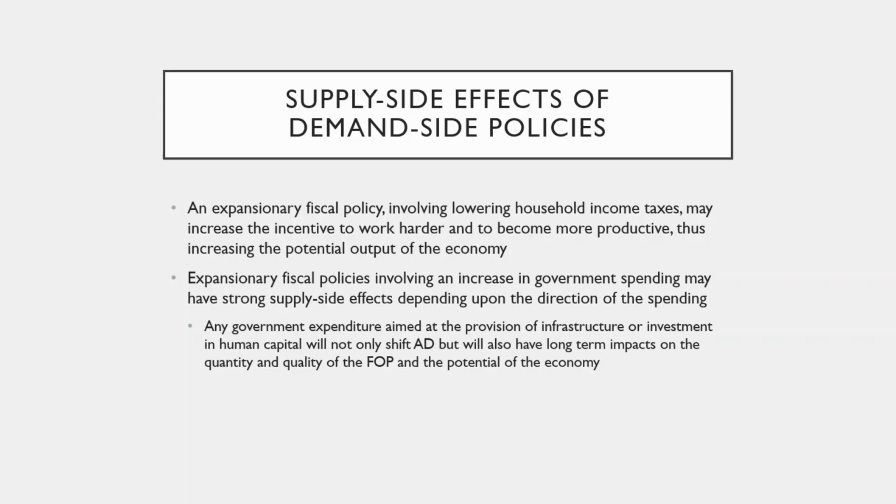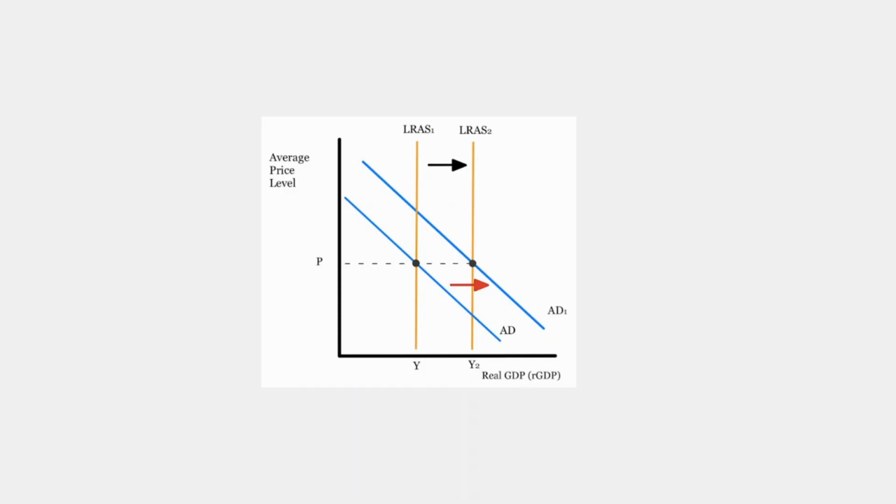An expansionary fiscal policy involving lowering household income taxes may increase incentives to work harder, and they become more productive. Thus, this will increase the potential output of the economy. This is why we say it causes long-run aggregate supply to shift to the right. Expansionary fiscal policy involving an increase in government spending may have strong supply-side effects depending on the direction of the spending, like we talked about infrastructure and investment. And right here, just before we end, is a graph showing the relationship between supply-side policies and how it could impact aggregate demand and long-run aggregate supply.